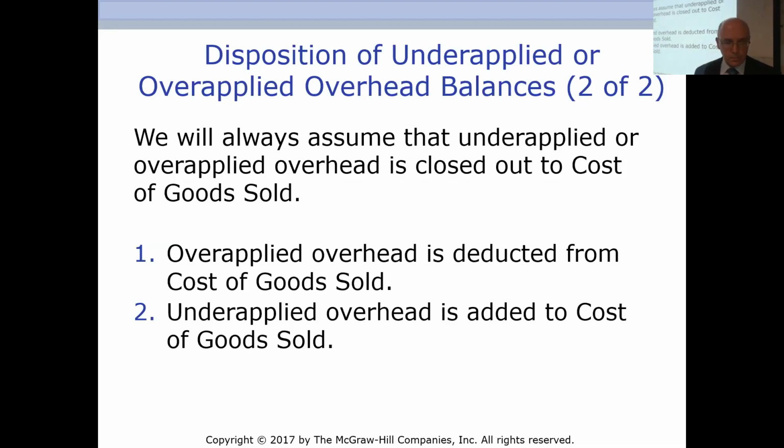Number two, underapplied or underestimated overhead is added. You didn't estimate enough. If you thought it was going to be 95,000 and it was really 100,000, you have to put another 5,000 into cost of goods sold. That would be added to cost of goods sold. And if it's added to cost of goods sold, what happens to gross profit? Increase or decrease? Begins with D. It decreases because you're subtracting an extra 5,000 in cost of goods sold, or whatever the number happens to be.